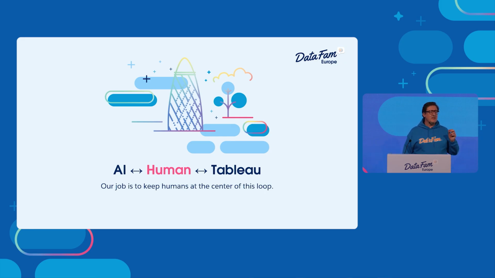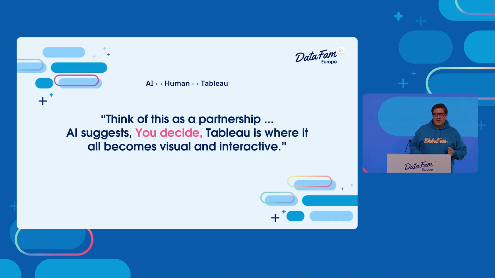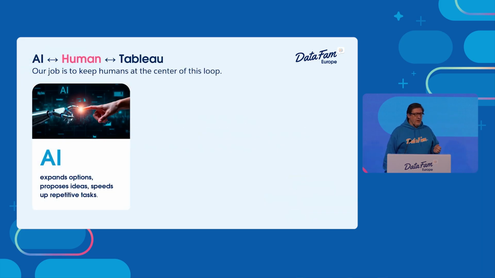We are using the human, or the person, right at the center of this equation, right? Think of it as a partnership. AI can suggest, can help you brainstorm, and can show you things that you can actually do. You decide. And Tableau is the canvas. Tableau is the place where you actually go and start building all that at the end of the day.